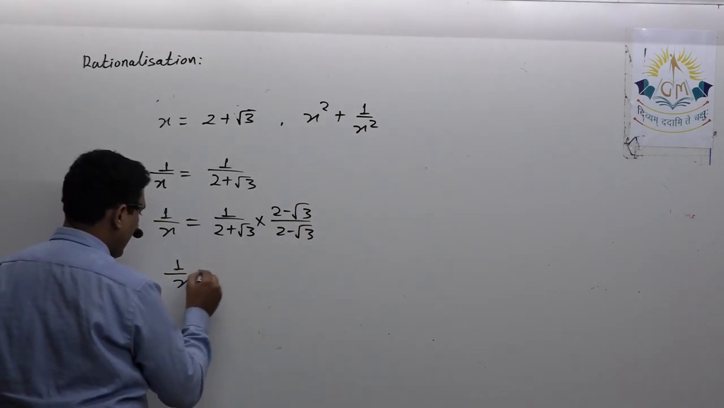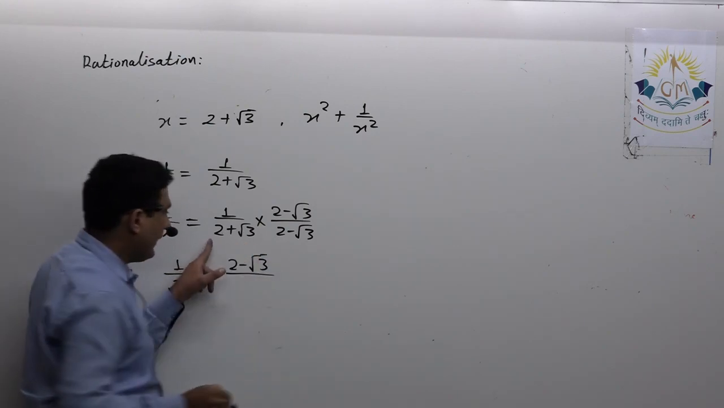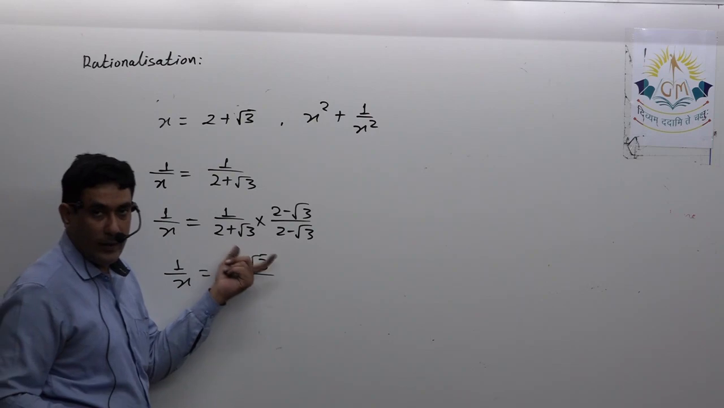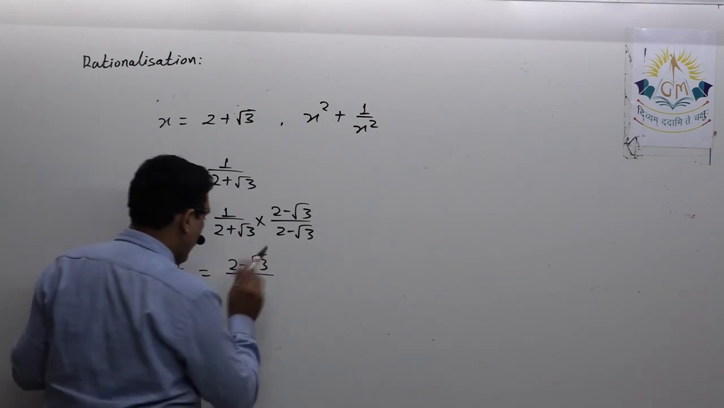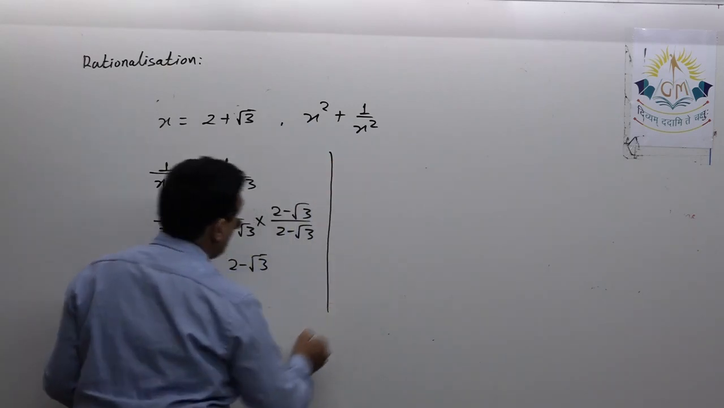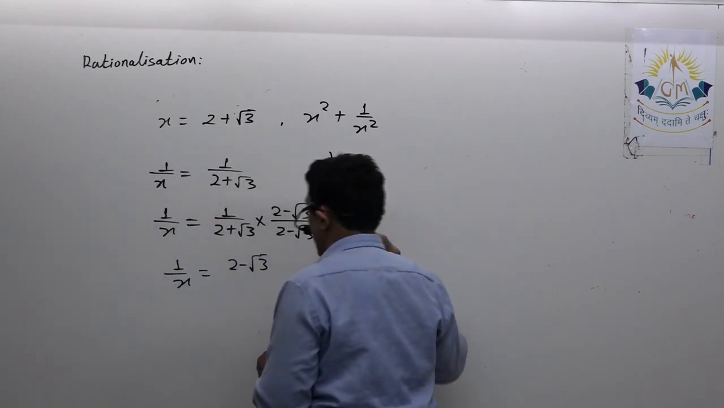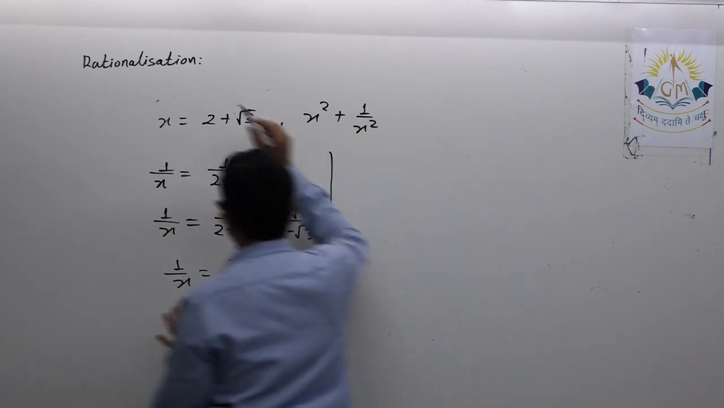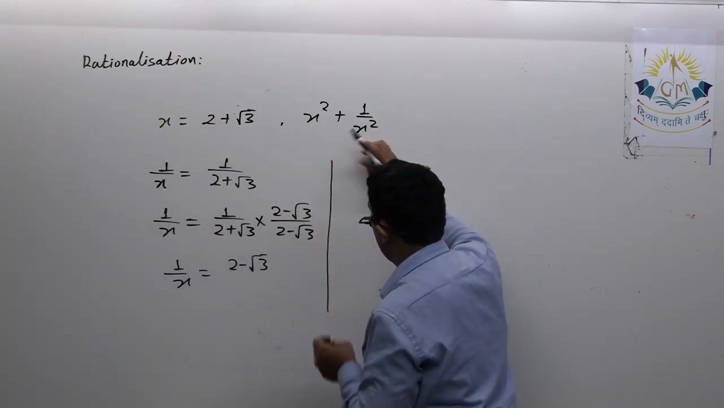So 1 upon x is equal to 2 minus root 3, and over here again a plus b, a minus b, a square minus b square, 2 square is 4, root 3 square is 3, so 1. So this is the value of 1 upon x. Now here you have to find x square plus 1 upon x square. See, I'm giving you the revision, so I will definitely make it a little bit faster.